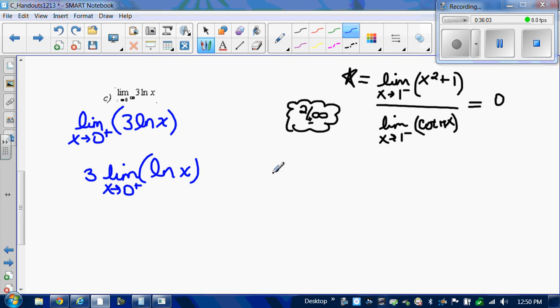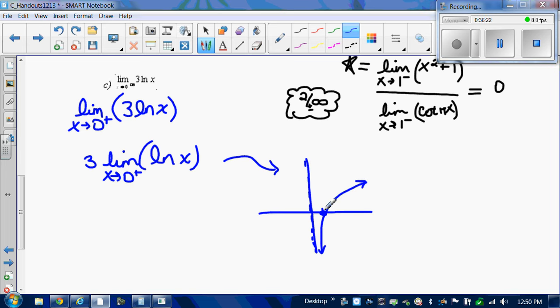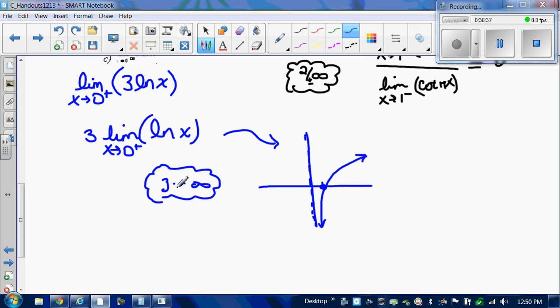Now we need to think about the natural log of x. We graphed this earlier, and I told you, you need to know how to graph this. There's a vertical asymptote, which is why we're going to 0 from the right, because we can't go to 0 from the left. As you walk along towards 0 from the right, you go to negative infinity. So what I'm thinking in my head is 3 times negative infinity. And 3 times a negative large number is going to be a negative large number.